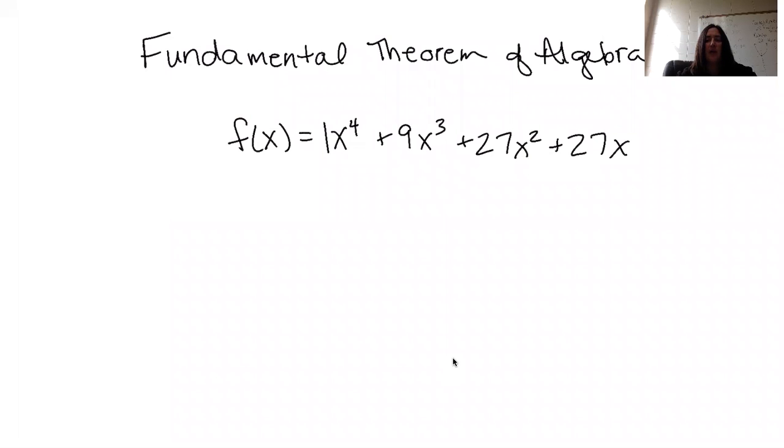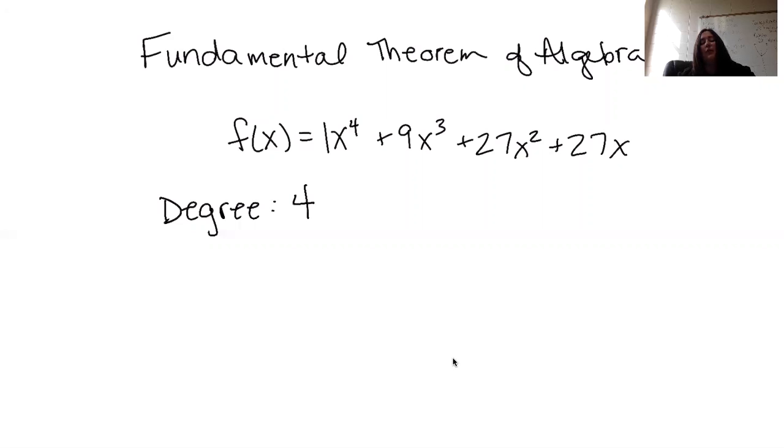So the first lesson that you have in pre-calc for this week is the fundamental theorem of algebra. This is talking about how many times it could possibly cross the x-axis. So what we need to look at to determine this is the degree of our polynomial. If we look at this one, our degree of our polynomial here is 4. So it can cross the x-axis at most 4 times. It doesn't have to cross 4 times, but it can cross at most 4 times.